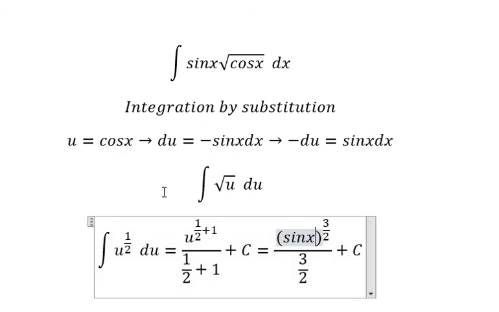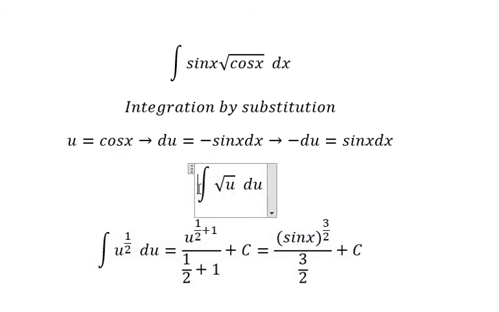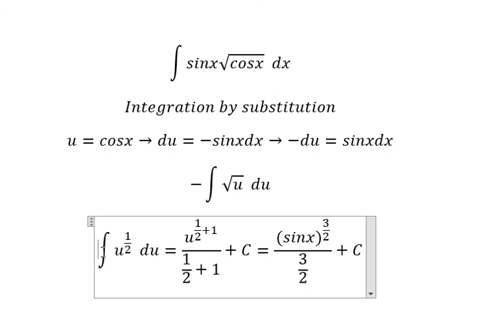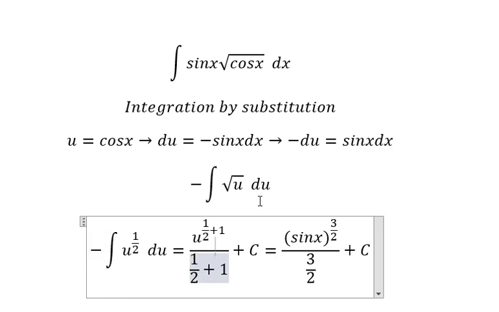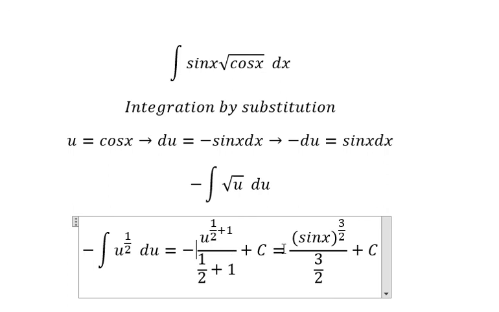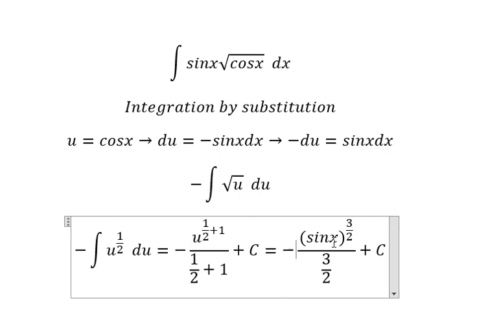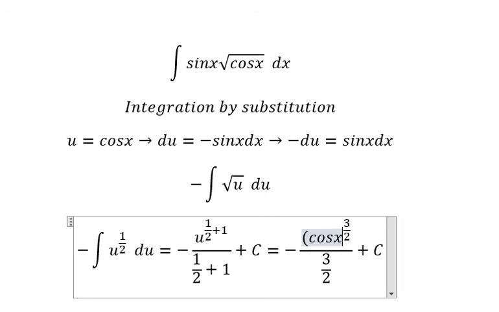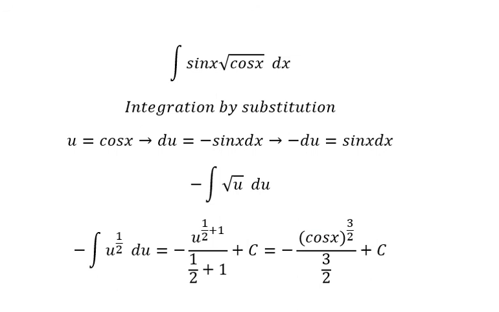So this one we have the negative sign in here, because sin x dx we change by negative du. Cosine x we change by u. And this one we put the negative sign here. Sin x we change by u, and u we change by cosine x. And this is the final answer we need to find in here.